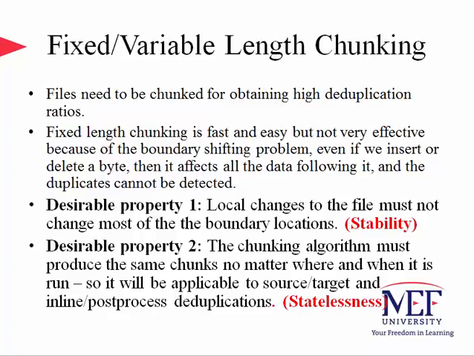So there are two desirable properties for chunking. First is called the stability property. In other words, even if we have local changes to the file, most of the boundary locations must stay the same. The second desirable property is called statelessness. So to say, the chunking algorithm must produce the same set of chunks no matter where and when it's run. So the chunking algorithm will be applicable to source and target and inline and post-process deduplications and produce the very same result in each of these cases.